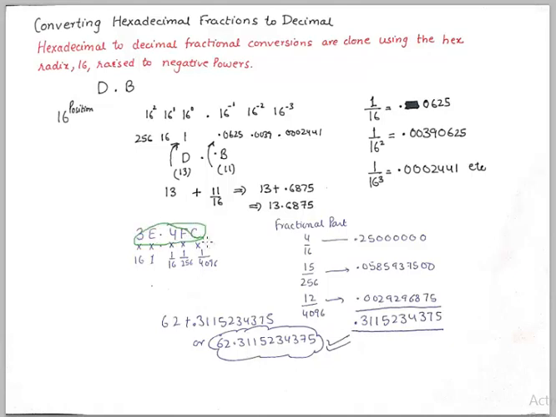So this hexadecimal number had an integer part of 62, a fractional part of 3105, so on. So this is how we do the conversion of hexadecimal fractions into decimal. Pretty easy, the concept remains the same. It is done by using the hex radix 16 raised to the negative powers on the right side of the point.